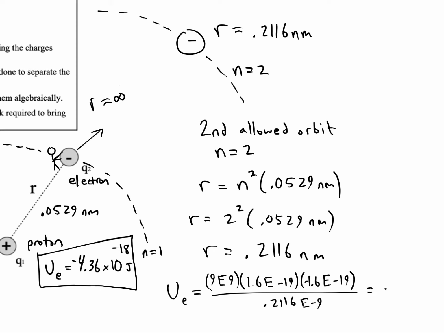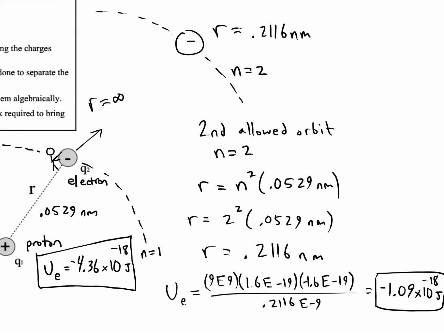Okay, now I'm getting negative 1.09 times 10 to the minus 18 joules. Let's just make sure that it makes sense.